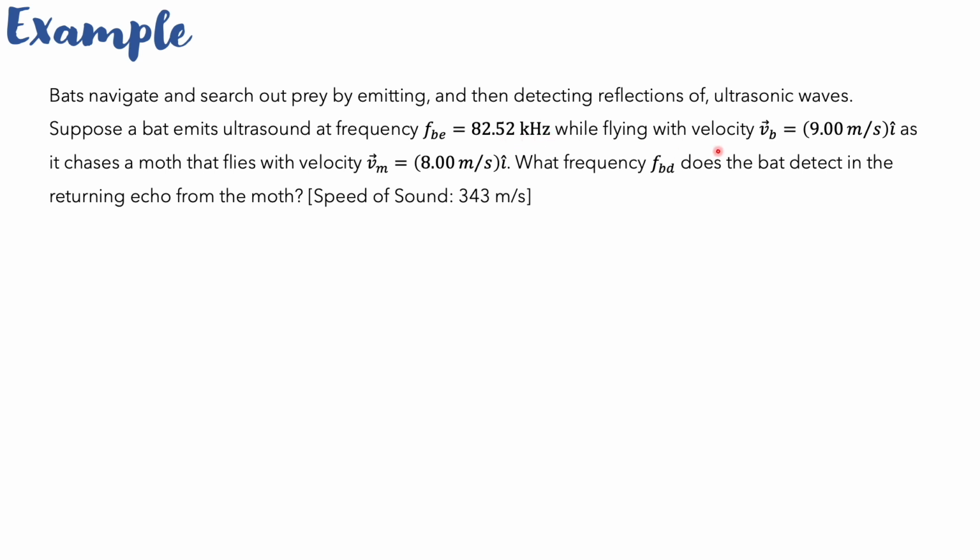They are emitting at 82.52 kilohertz while flying with this velocity. This is the velocity of the bat, and this i unit vector represents the positive x-axis direction, as it chases a moth. So the moth is the prey, the bat is flying behind the moth, chasing that moth and navigating with the help of ultrasonic waves. Because they cannot see with their eyes, they have to rely on the ultrasonic waves which are reflecting back, like we see objects through the light which reflects from the walls and all the objects, right?